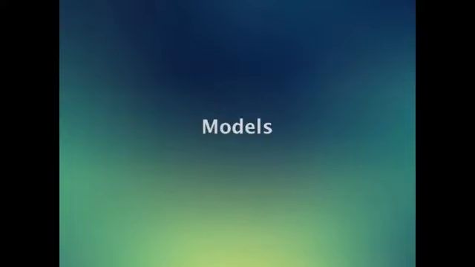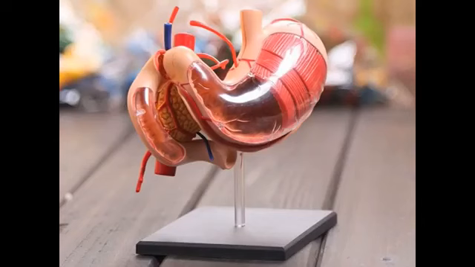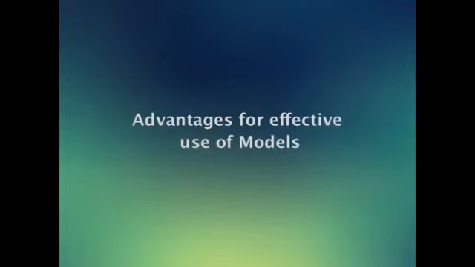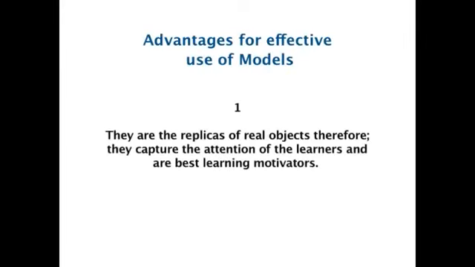The next teaching aid is model. Models are non-projected, three-dimensional visual aids with recognizable imitation of real things or abstract things. Usually, a model is similar to the original object in every aspect except the size. The size of an object may be reduced or enlarged. The advantages for effective use of models are: number one, they are the replicas of real objects. Therefore, they capture the attention of the learners and are best learning motivators.